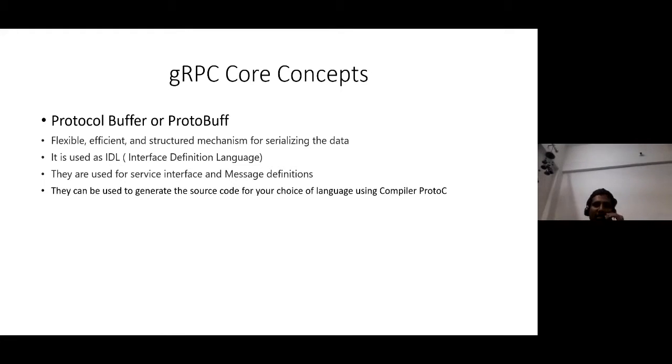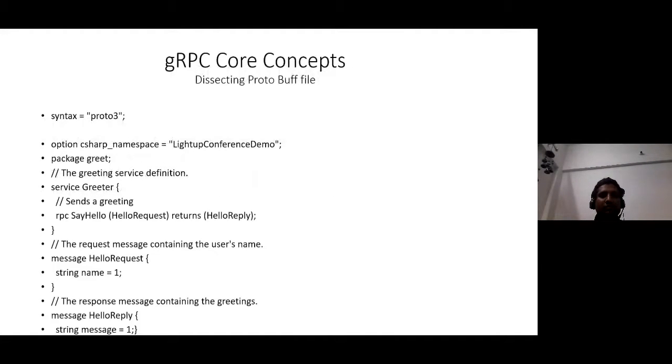So we will see what the service interfaces and the message definitions are, and these can be used to generate the source code for your choice of language using one compiler. An open source compiler is there, which is called protoc. While in the demo, we can see how to use protoc, or how we can generate the source code from this protobuf file. While dissecting the protobuf file, I'll just stick to the C# protobuf file.